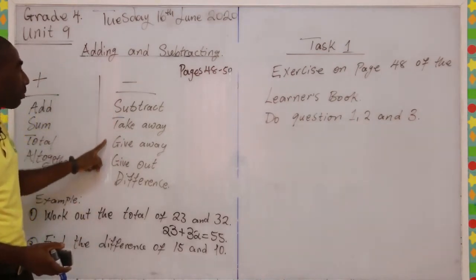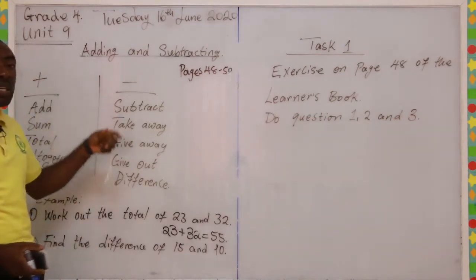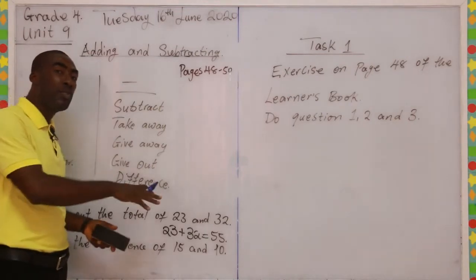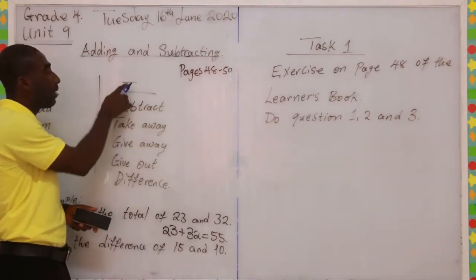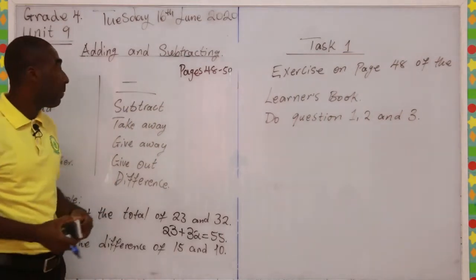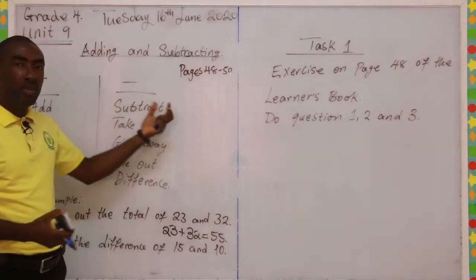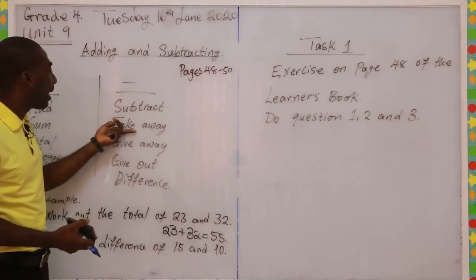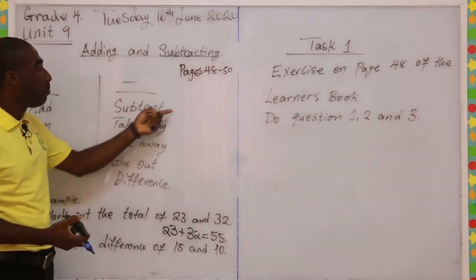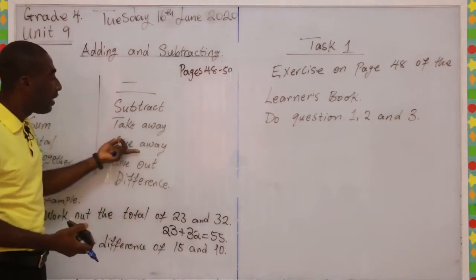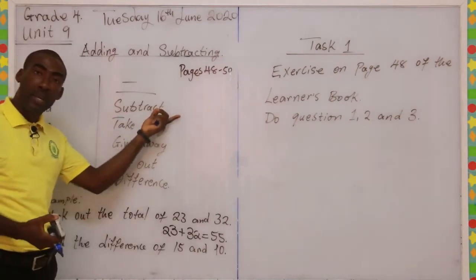Now let's look at subtract. Subtract means that we are taking one component out of the other component. So when we subtract, we use this sign, which is the minus sign. Subtract, you take away. Take away, you subtract. Okay? Take away means you are subtracting. Give away means you are subtracting.